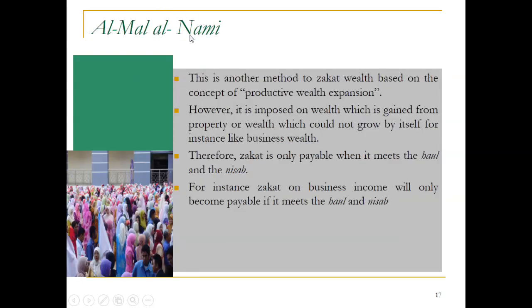Then we have al-mal al-nami. This is another method to zakat wealth based on the concept of productive wealth expansion. However, it is imposed on wealth which is gained from property or wealth which could not grow by itself, for instance, like business wealth. So therefore, zakat is only payable when it meets the hawl and the nisab. For instance, zakat on business income will only become payable if it meets the hawl and nisab. So this is al-mal al-nami, the base or the method of zakat on productive wealth expansion, but it is based on the unproductive wealth or property that cannot grow by itself, managed by someone.